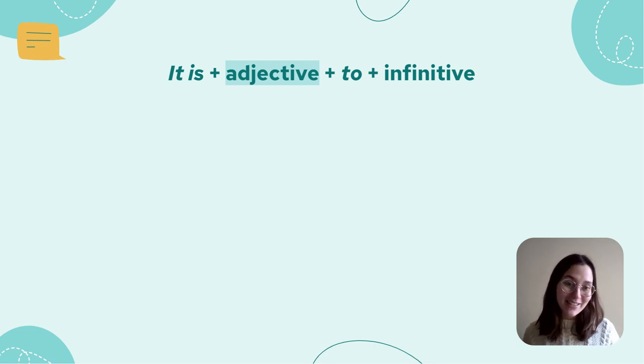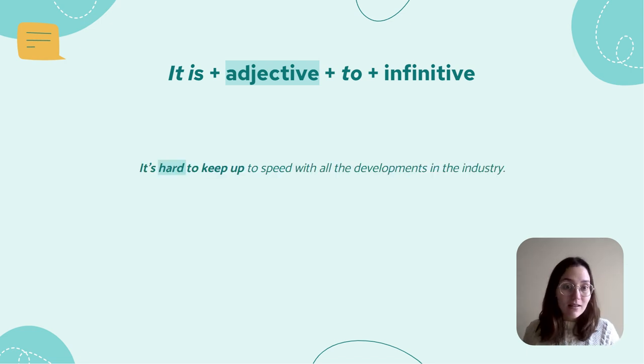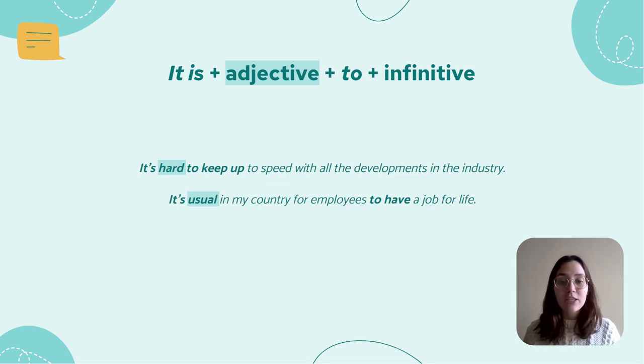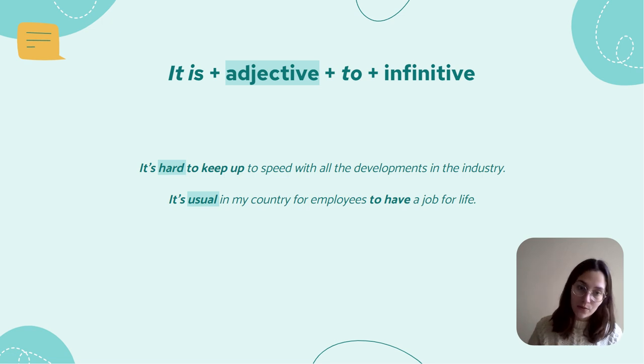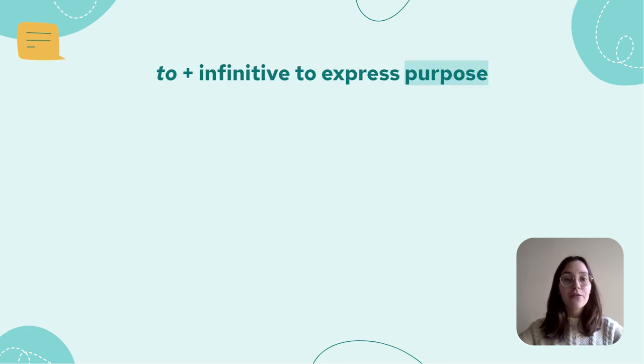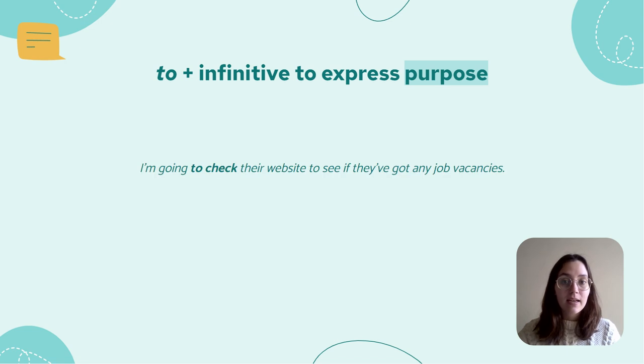We find this structure in the phrases of it is plus adjective plus to infinitive. For example, it is hard to keep up to speed with all the developments in the industry. It's usual in my country for employees to have a job for life. It's usual to. Of course, we can use this one to express purpose as well, as in, I'm going to check their website to see if they've got any job vacancies.